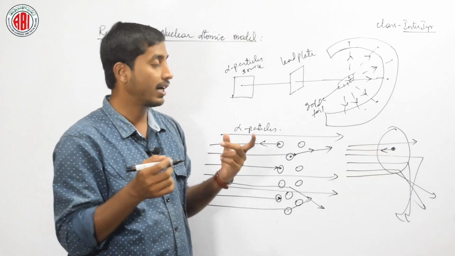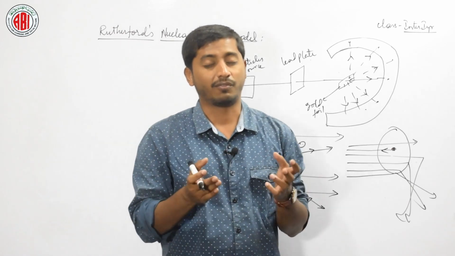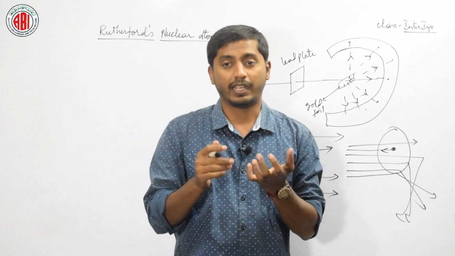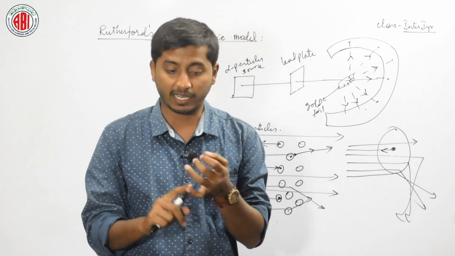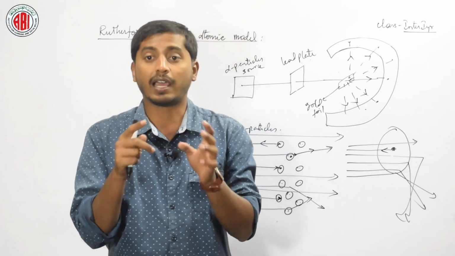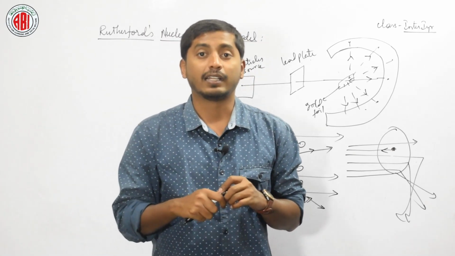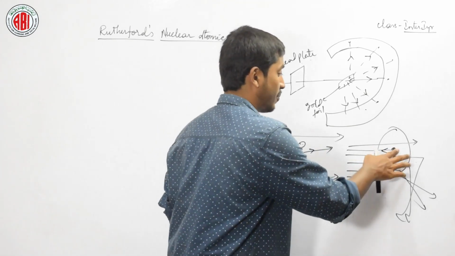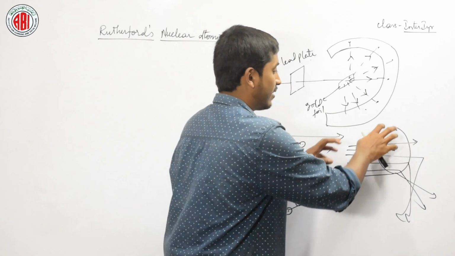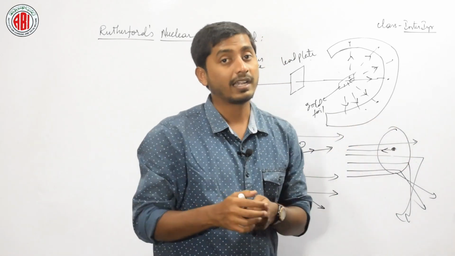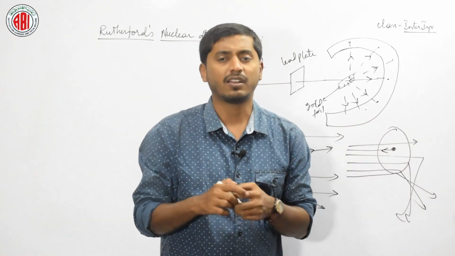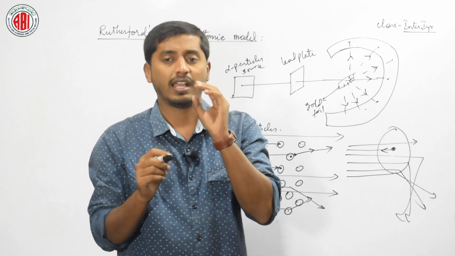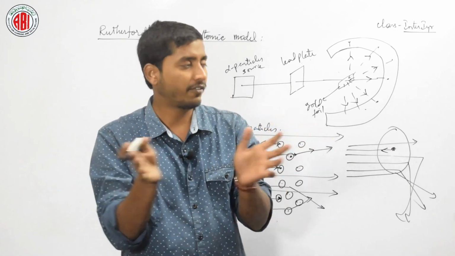Then he concluded, so what are the major results here? He tells that most of the alpha particles incident on the gold foil are not deflecting, that is, other than this part, all the remaining ones are undeflected. Then only a small fraction is deflected, at different angles.